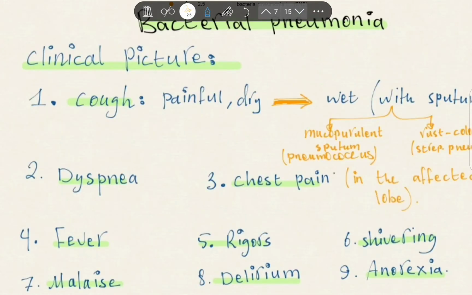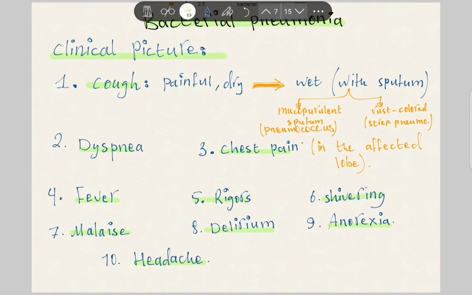So let's go further to the clinical picture of pneumonia. Pneumonia is characterized by a cough, which is painful and dry at first, but after, let me write this note for you, it is very important. After 2-3 days, the cough becomes wet due to excretion of sputum.